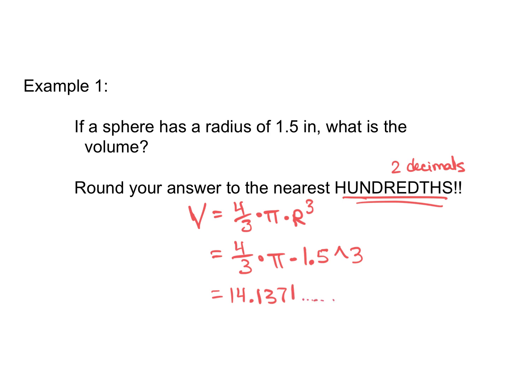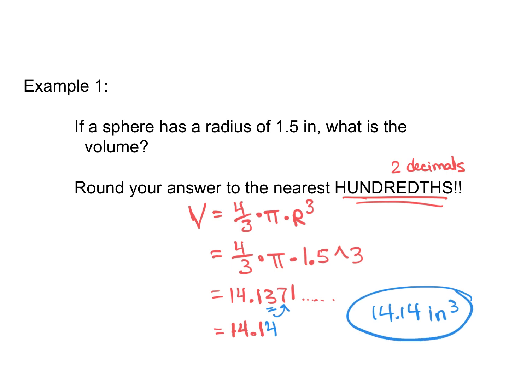And again, we want 2 decimal places. So we're going to look at the 7. So is 7 5 or above? Yes. We're going to give the original a shove, so we're going to have it as 14.1, and then we're going to shove the 3 to make it a 4. So our answer is 14.14, and it's going to be inches cubed. So this is our volume.